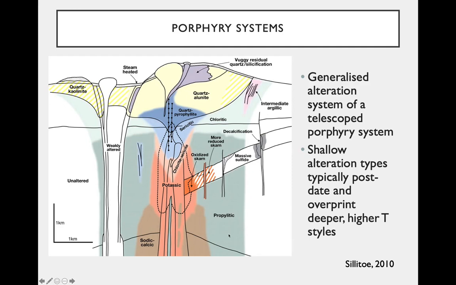And here's just a more complete diagram from Sillitoe. Here we have a generalized alteration style. We have our potassic porphyry system here, top level. Further down, we might get sodic-calcic. We move into a chlorite-sericite or sericitic. And then in the upper levels, we have quartz, alunite systems, maybe kaolinite. And we also are surrounded by propylitic alteration. But we must take care because this is largely a metamorphic effect with limited metasomatism.